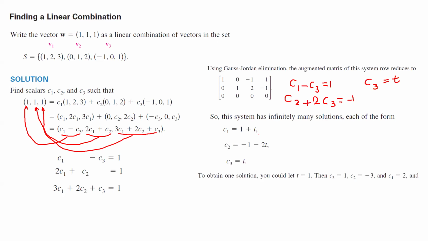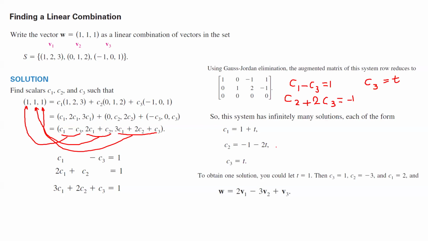It means that if, for example, I take T equal to 0, C1 is 1, C2 is -1, and C3 is 0. If I take T equal to 1, I can find other values for C1, C2, and C3. If T is 1, C1 is 2, C2 is -3, and C3 is 1, right? So you get different values when you plug in different T values.